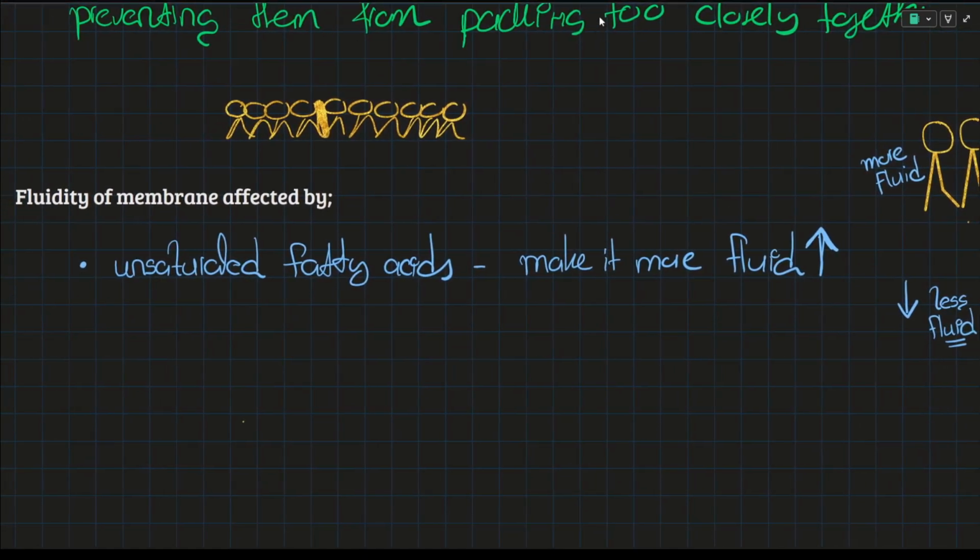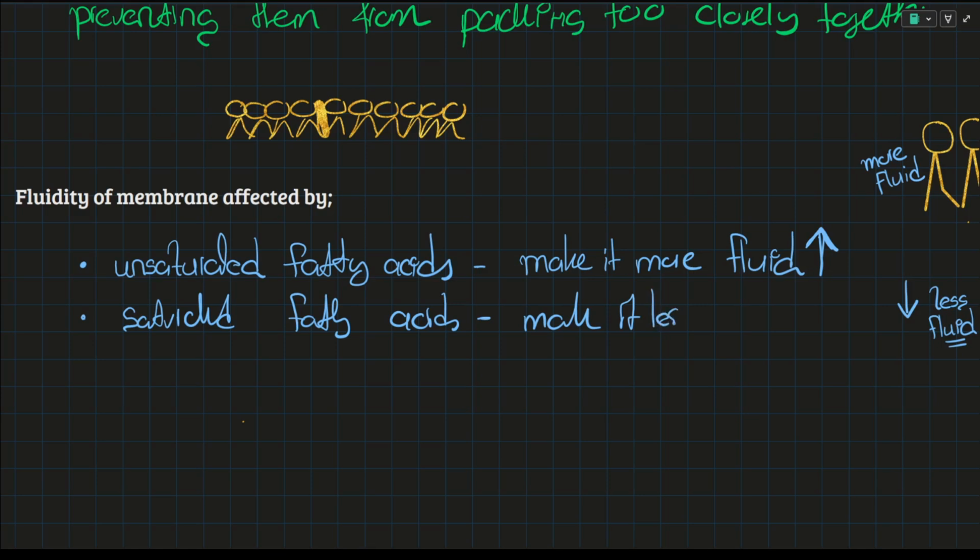Okay, point 2. The next thing that I'm going to tell you is the opposite version of that. Saturated fatty acid tails make it less fluid. So fluidity down. What about temperature? It's a very simple scenario. What does a low temperature mean? Less kinetic energy, less movement, everything tries to pack together. So obviously, low temperature means less fluid.